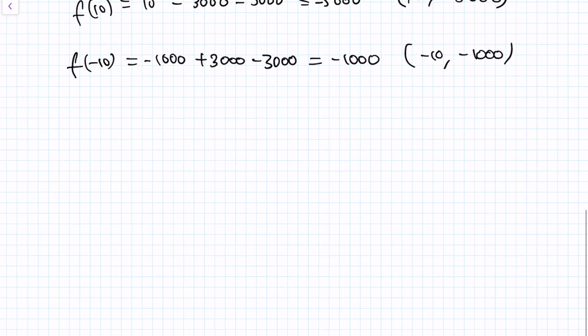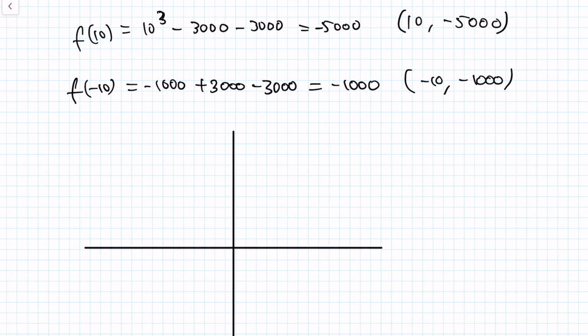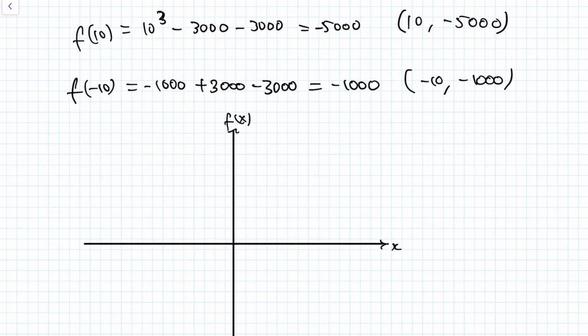Okay, so let's do a rough sketch. Let's call this x and this y, or f of x. So the stationary points are when x is 10, y is equal to minus 5000, so let's say somewhere here. And when x is minus 10, y is equal to minus 1000, somewhere here.